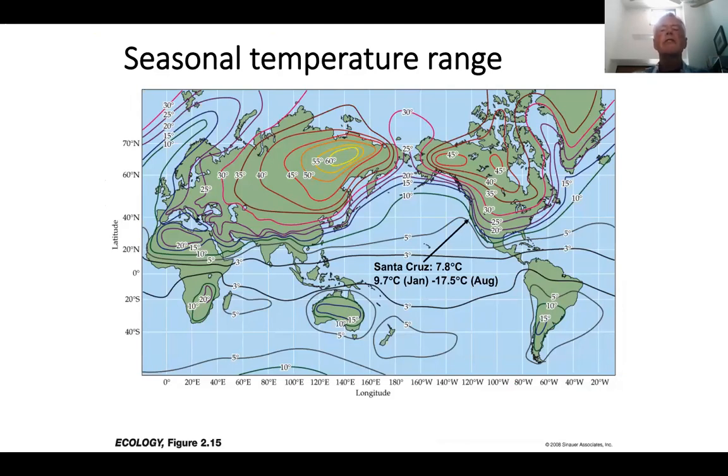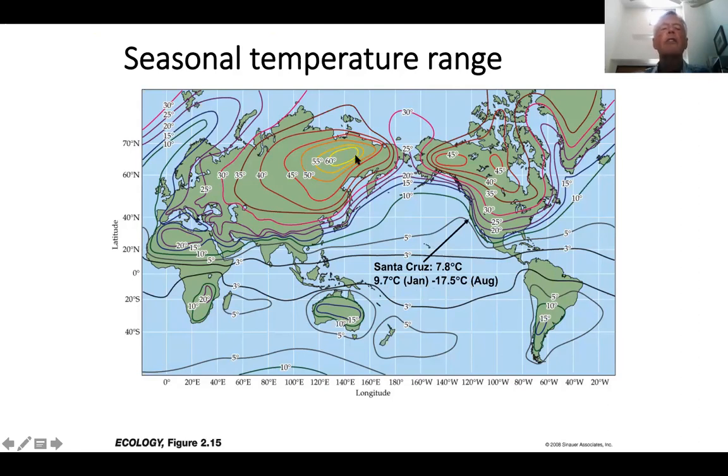Seasonal temperature variation. This also is vastly variable across the surface of the Earth. The seasonal variation is simply the mean maximum minus the mean minimum, all right? So in Santa Cruz, our seasonal variation is 7.8 degrees centigrade. That is the average temperature difference between January and August, 7.8 degrees. If we go right to the tropics, it's virtually zero. There is no seasonal temperature variation.